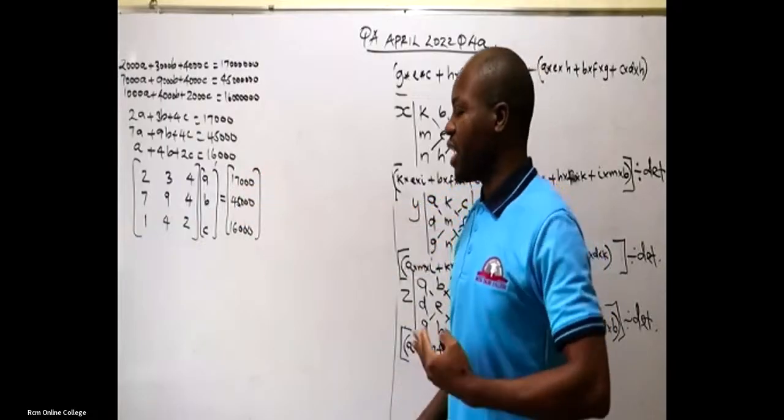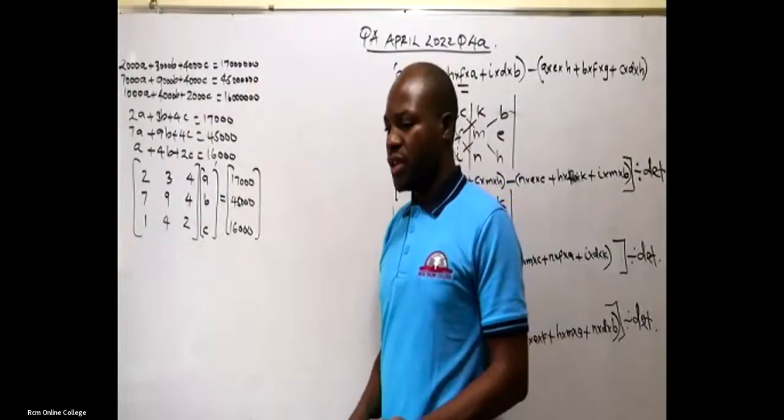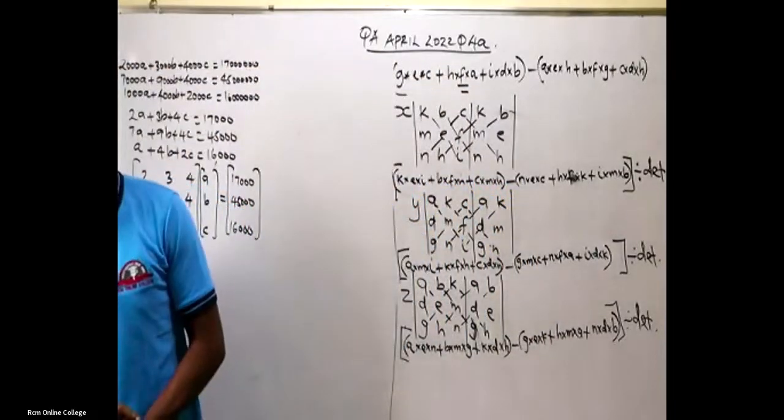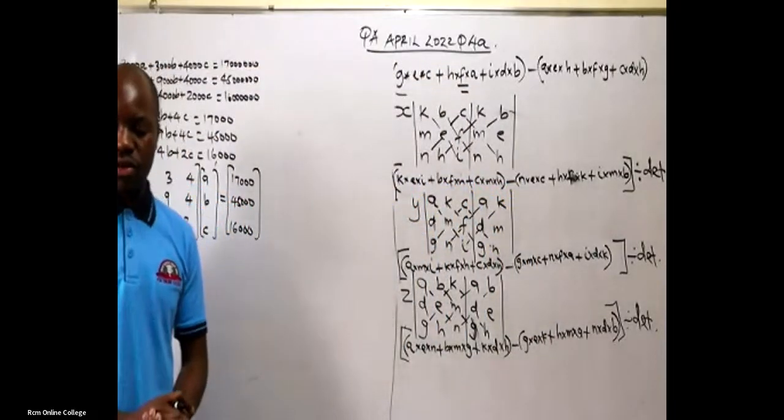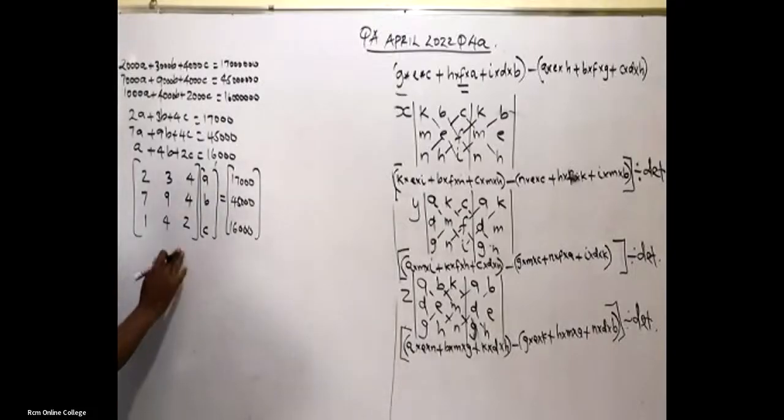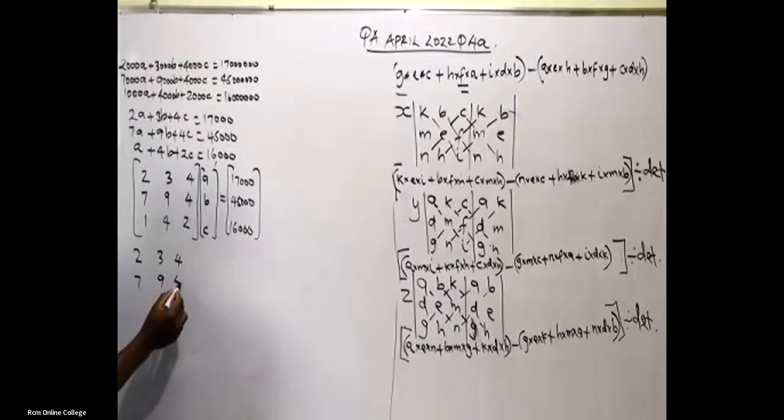So the next step is to get a determinant. Can I give you a second? For us to get a determinant, I'll take this 2, 3, then 4. I'll take 7, 9, 4. I'll take 1, 4, 2. What did we say?